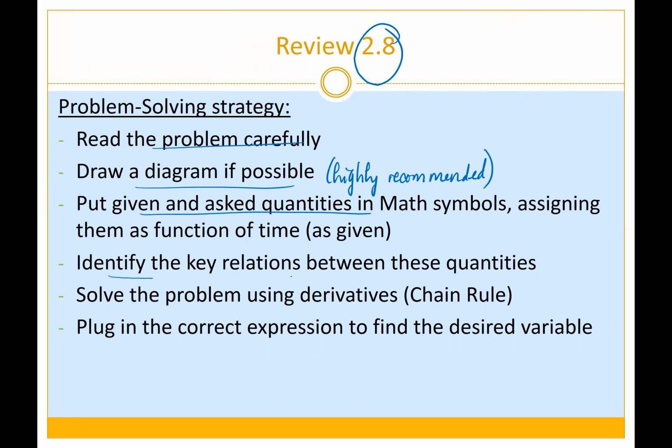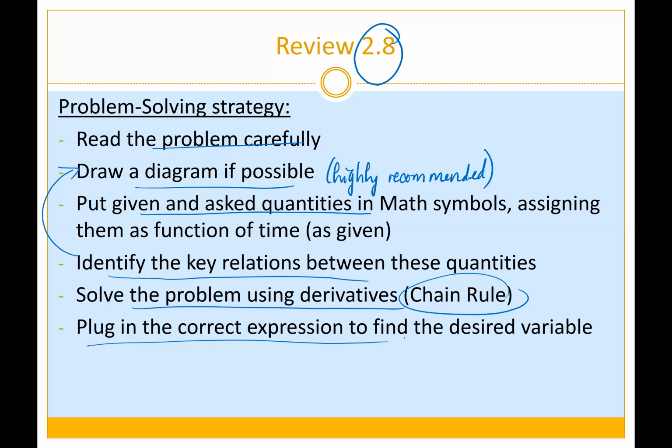And then next one is to identify the key relationships. Again, it's already hidden in the diagram. If you draw a diagram and identify the quantities, you should be able to see the relationship. Then we have solving the problem using derivatives. Use the chain rule if necessary, and I've seen more than one problem where you actually need the chain rule, so definitely use that. And you plug in the correct expression to find the desired variable, where you plug in the information given and just solve the problem.